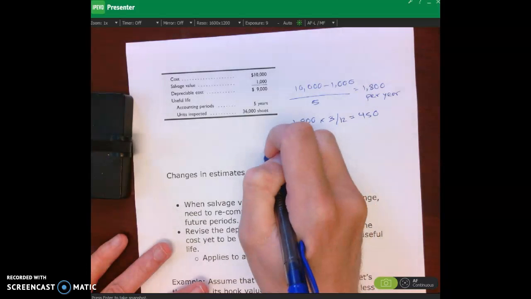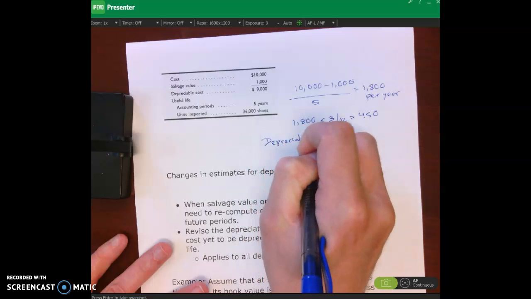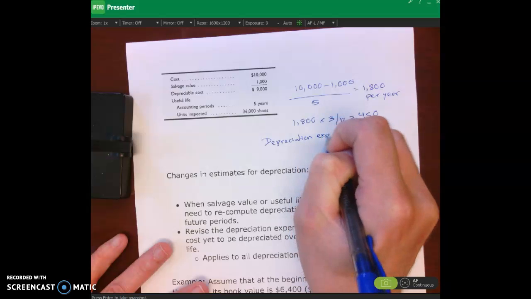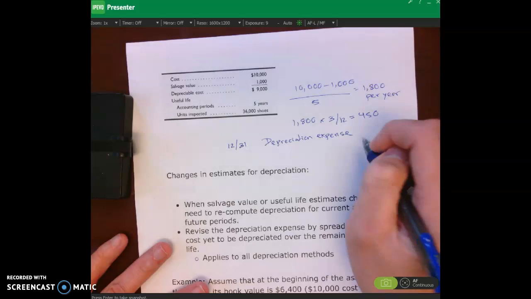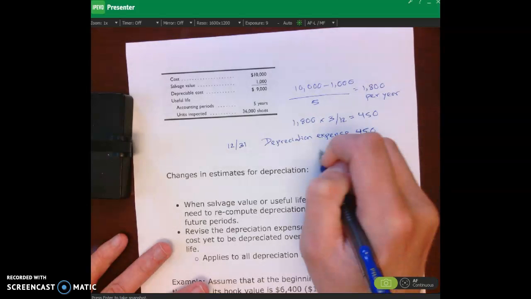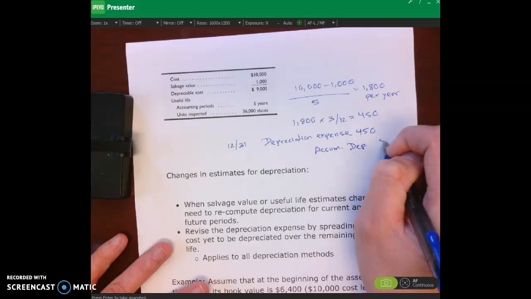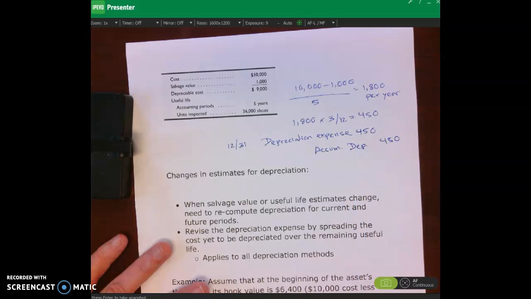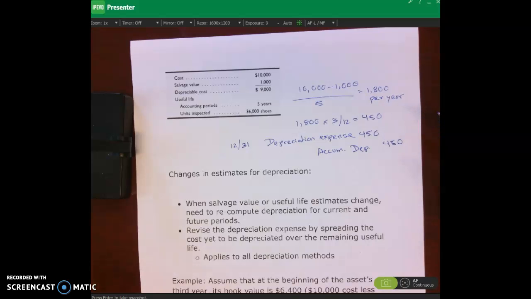And then we know our journal entry to record depreciation. In this case, this would be done on 12/31. Debit depreciation expense $450. Credit accumulated depreciation $450. Okay? So it's for part of the year. It's not for the full year. You can't do it for $1,800 because that's per year. So this is $450 for those 3 months. So you just adjust it for the number of months.